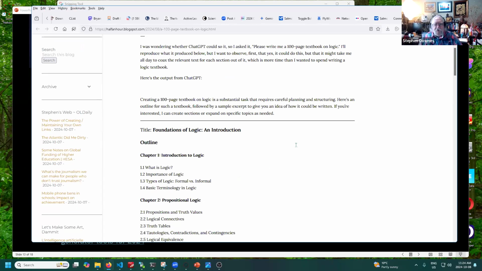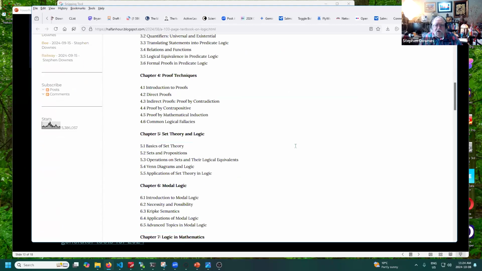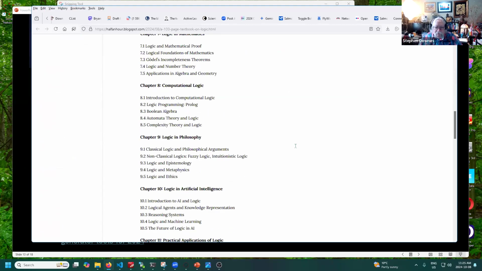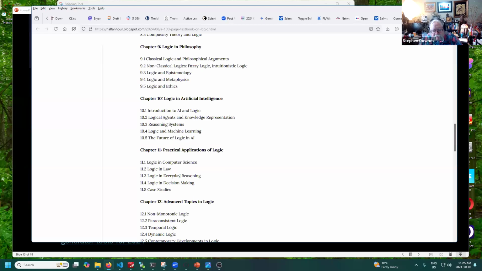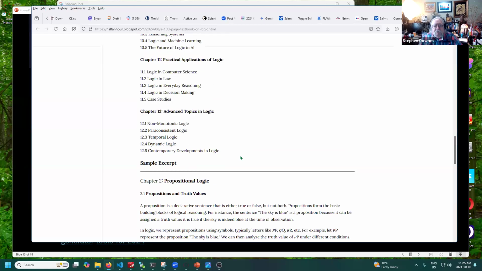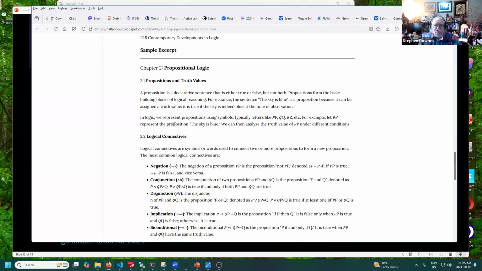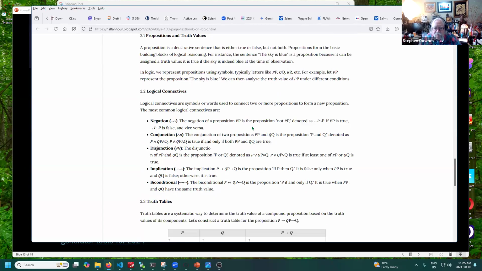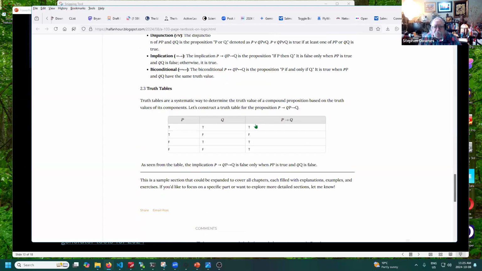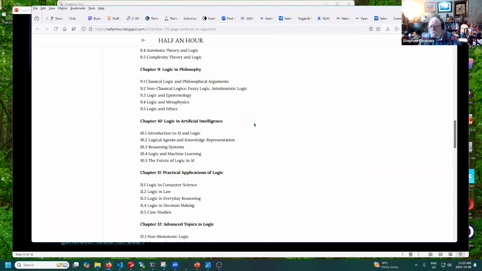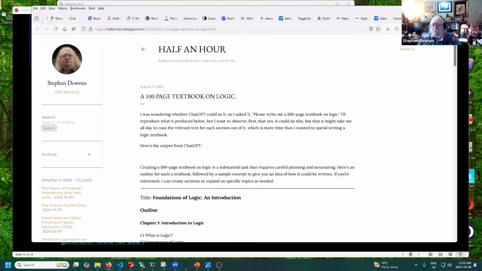And this is what it produced for me. Now, I could go through each of these topics and say, please write me a chapter on such and such. And here's a sample chapter it gave me on propositional logic. Now, this is stuff I taught. I used to teach this in university, dead on accurate. If I spent the whole day, I could produce my 100-page logic textbook, no problem.